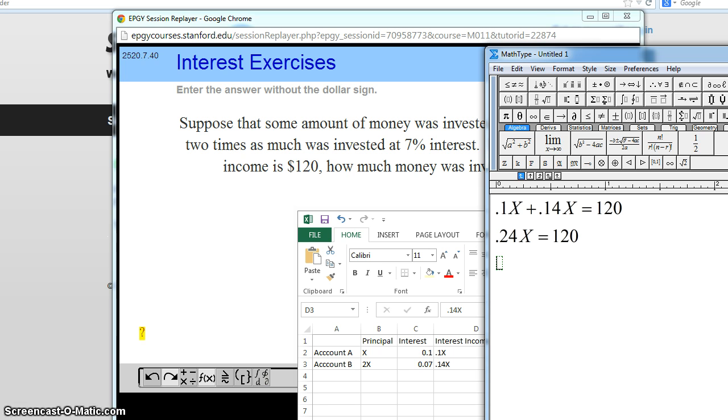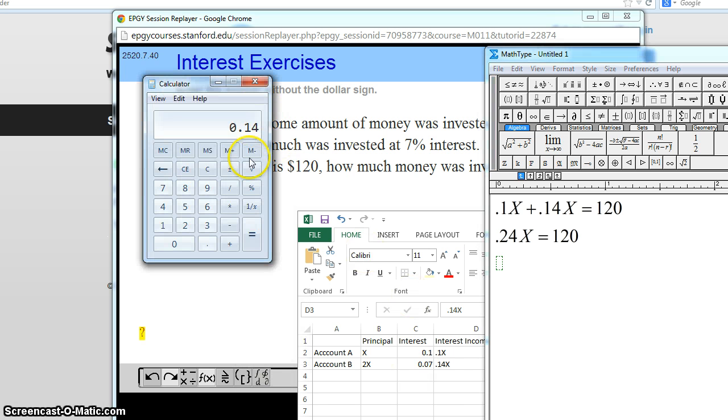And I'm going to cheat and use the calculator again. So we want 120 divided by 0.24. And you get 500. So again, we divided both sides by 0.24. So we did 120 divided by 0.24, and we got x equals 500.